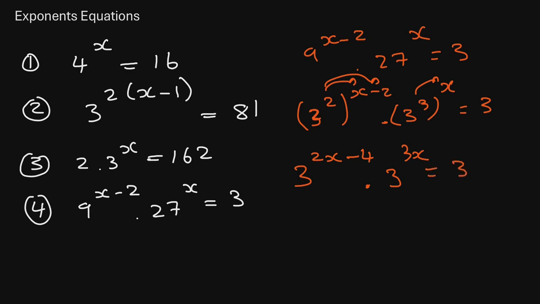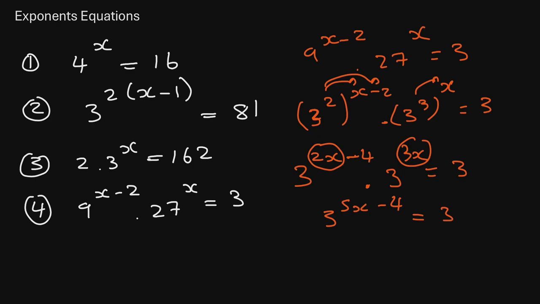So now we know if we multiply the same base, we add the exponents. Remember, the reason why we are adding here is because we just want one base. We don't want two bases like this. We want to have one base so that we can drop the exponents. So we keep the base the same and then we add the exponents. So this is going to be what? 2x plus 3x. That's going to give us 5x. And then we still have that minus 4 there. And this is equal to 3.